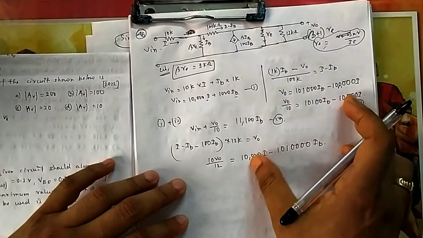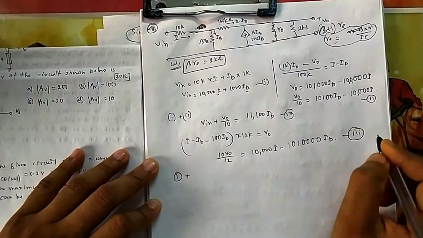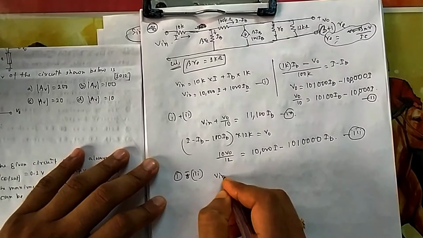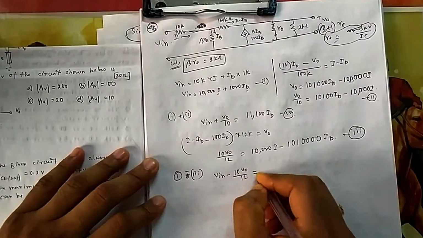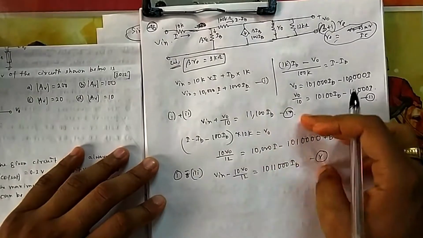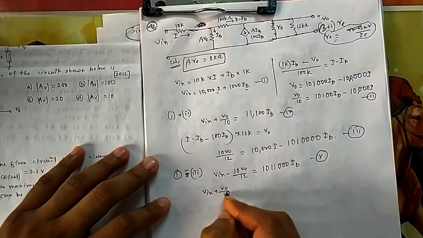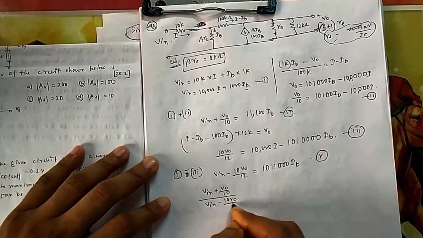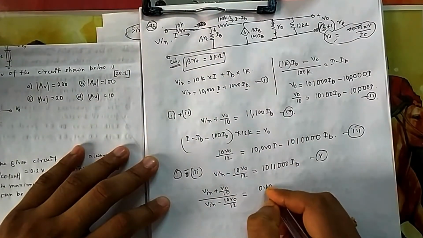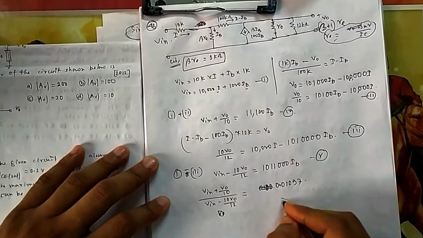So if you add these two, again you will find a relation between VO and V in. I am adding 1 plus, this is my third equation suppose. If I am adding 1 plus 3 or 1 minus 3, it will be V in minus 10 VO by 12 will be equal to 10,110,000 IB. Now if you divide 4 and 5, IB cancels and you will directly find a relation between V in and VO. So that is our requirement. If you divide this one, it will be V in minus 10 VO by 12 is equal to 0.01097.